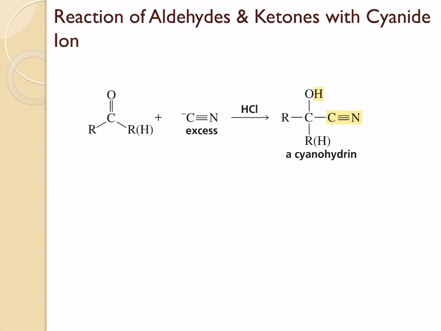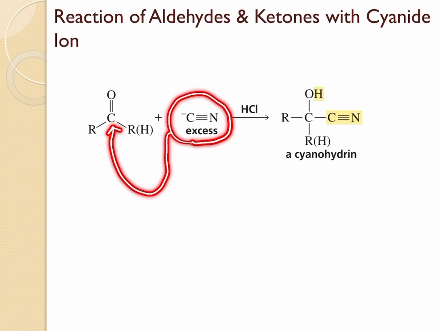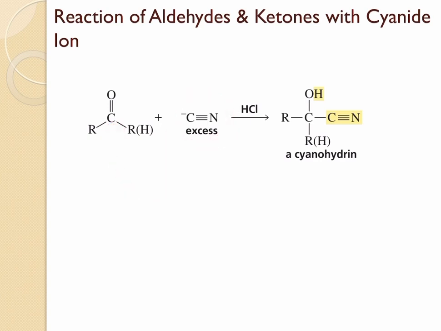And also, when we are using acid, this acid might protonate the CN-, right? So that is the reason we want to take excess cyanide ion, so we can make sure that we have enough cyanide ion for the nucleophilic attack on the carbonyl carbon. Let's now take a look into the mechanism.